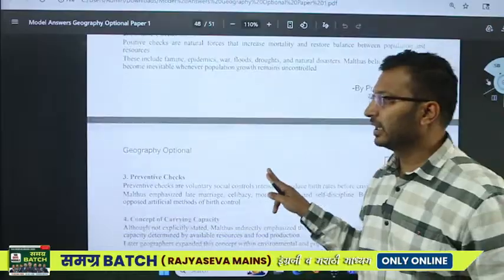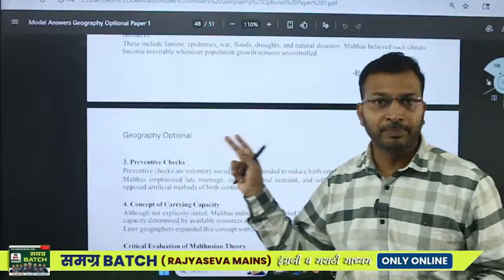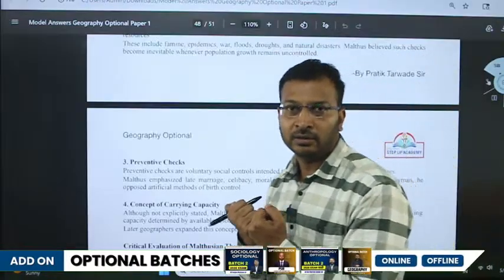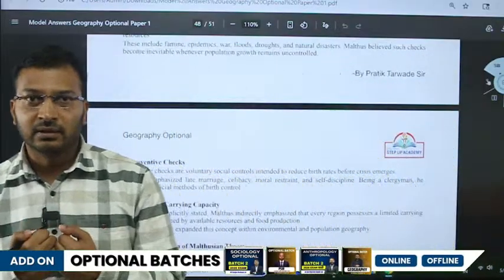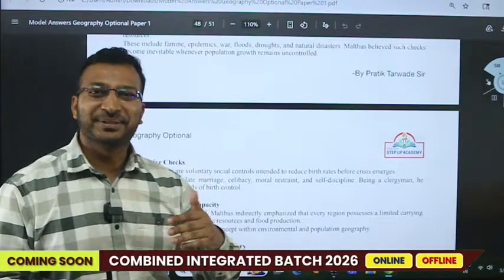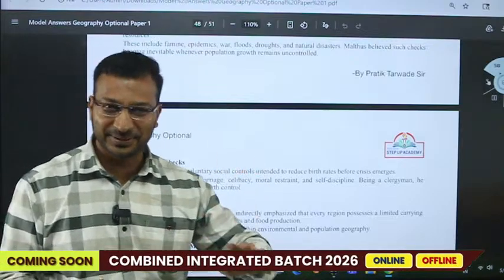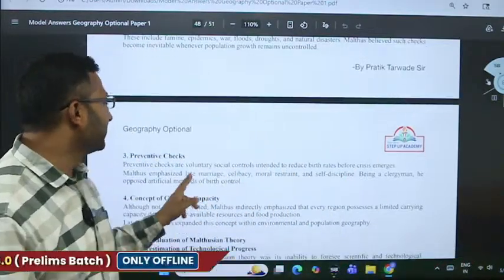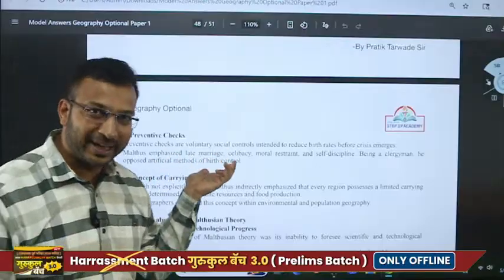Then he also said that there are some preventive checks, when people restrain their marriage. For example, I am 36, I am still single, so I was restraining my marriage so that I clear the UPSC, and after that I'll look into marriage and so on. So people use preventive checks, such that late marriages are taking place.